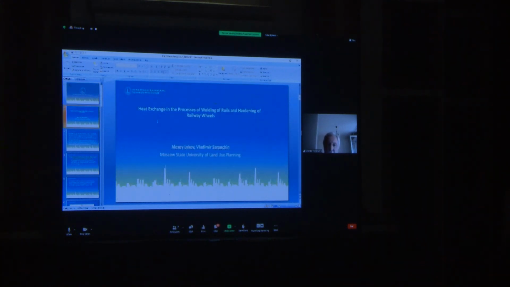Heat exchange in the processes of welding of rails and hardening of railway wheels. Professor Alexey Lykov and Dr. Vladimir Saranchin, Moscow State University of Land Use Planning. First of all, I would like to say that Professor Lykov is the principal investigator of this problem.